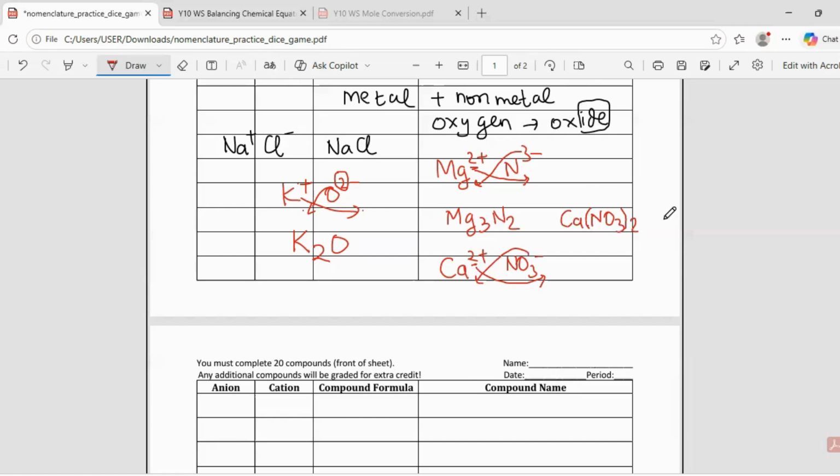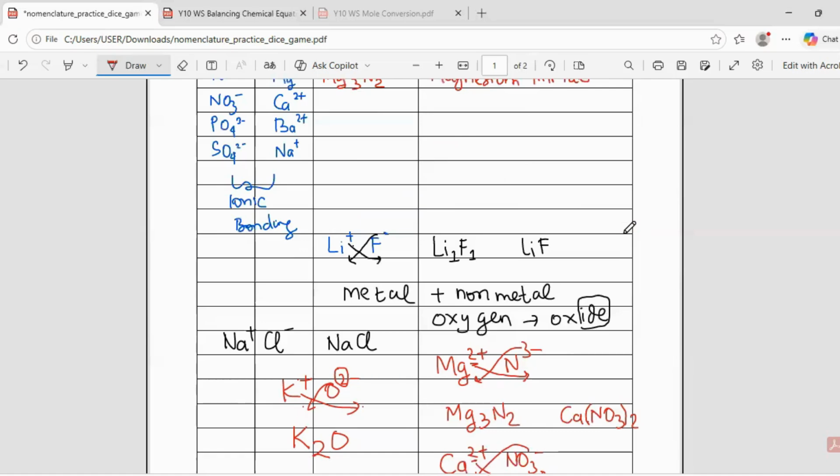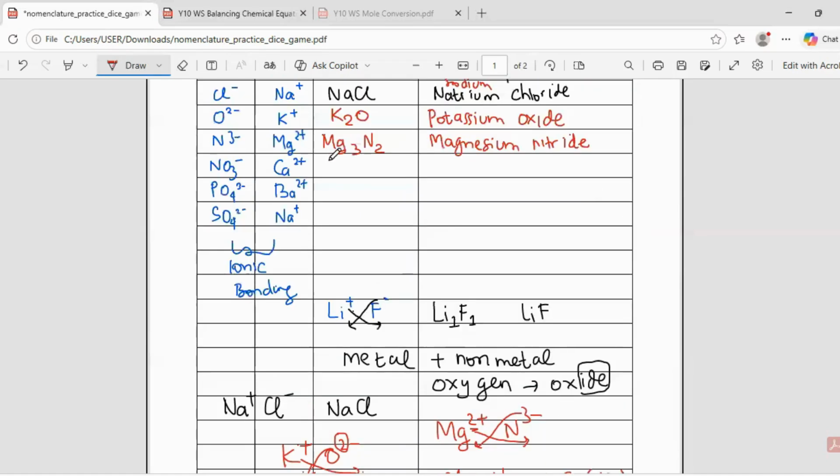So we need to put a bracket. For any polyatomic ion, you need to put a bracket when the subscript is not 1. That is very important. So the chemical formula will be Ca(NO3)2, and this is the name, calcium nitrate.